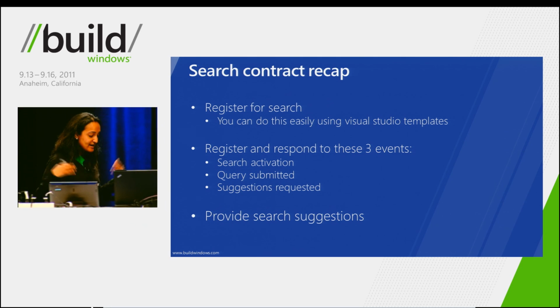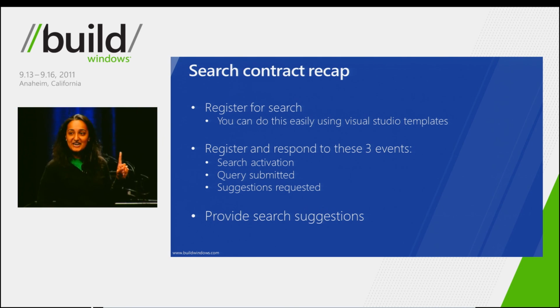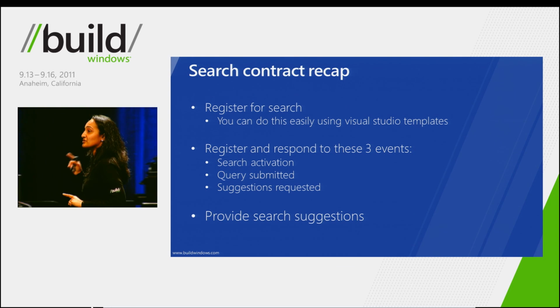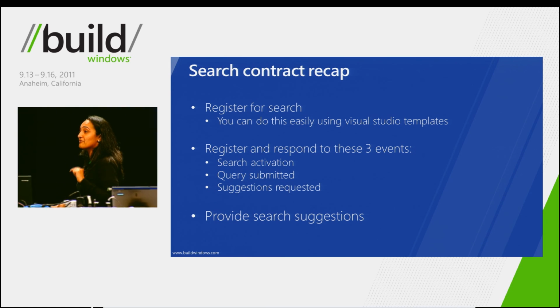So let me quickly recap the 3 steps. I promise 3 easy steps to implementing the search contract. First step, register for search. This was automatically done because we used the Visual Studio templates. But if you want to do it yourself, you absolutely can. It's just a small bit of markup to add, or you could use the Visual Studio package manifest file and use that editor to modify it.